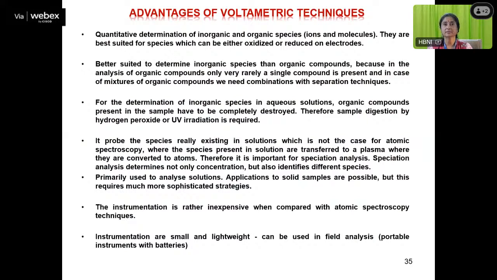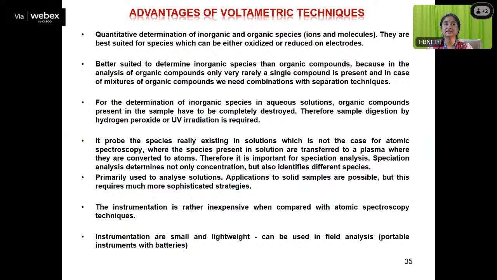Now for the determination of inorganic species in aqueous solutions, organic compounds present in the sample have to be completely destroyed, otherwise they will interfere. Therefore sample digestion by hydrogen peroxide or UV radiation is required. You know UV also decomposes organic components. So if you are going to determine any inorganic components in your sample, you need to decompose all the organic components, otherwise you will not get a correct result.